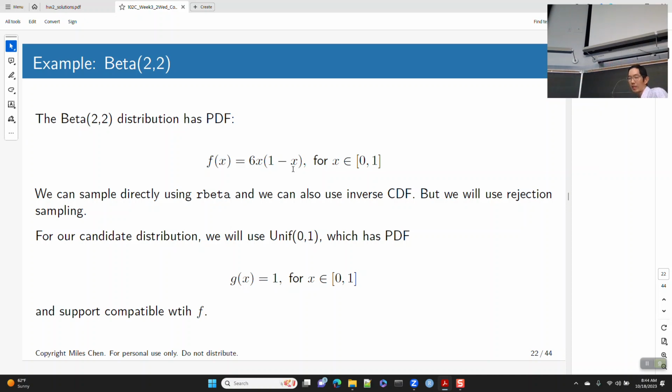And again, all of these things are a little bit contrived because we could do the inverse CDF very easily. There's also a built-in function in R, but we will use rejection sampling to just generate this. And so for a candidate distribution, we will use just a random uniform, okay?